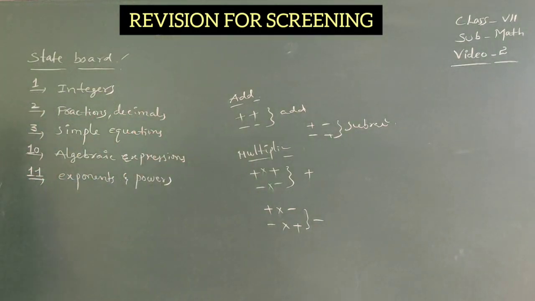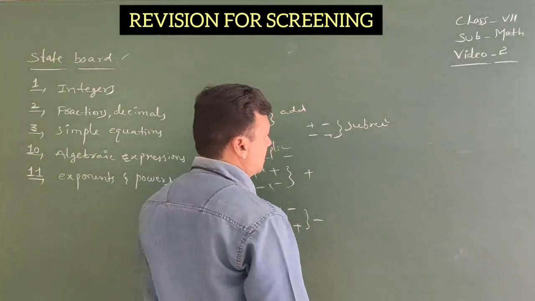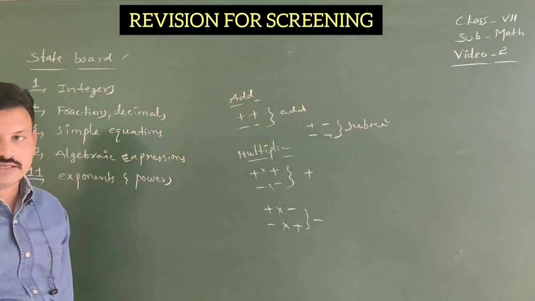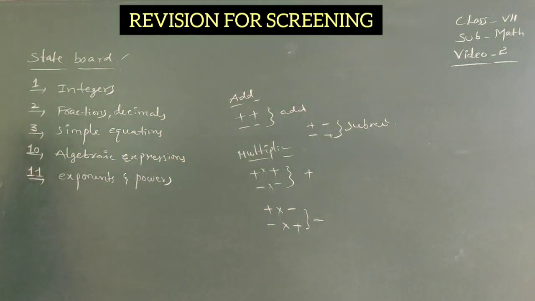There is no separate process for subtraction of integers. Subtraction is just the additive inverse of addition. That's why don't concentrate on subtraction. For division also there is no separate process. Division is the multiplicative inverse of multiplication. So please concentrate on addition and multiplication. The remaining operations come under addition and multiplication only: additive inverse of addition is subtraction, multiplicative inverse of multiplication is division.